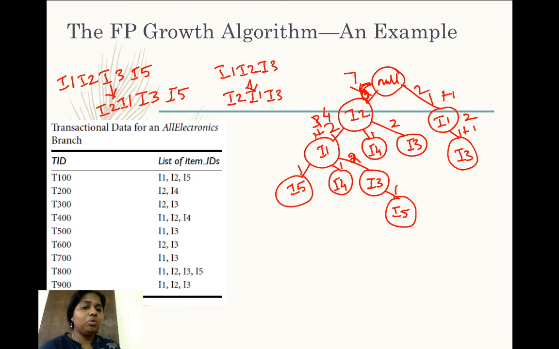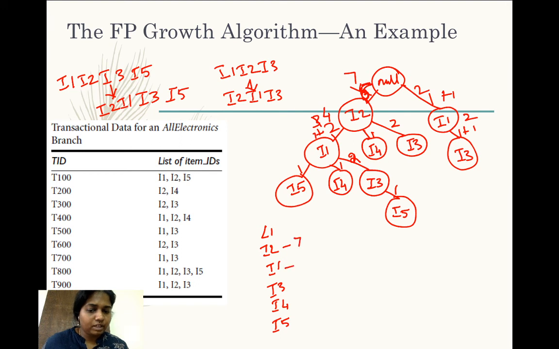Okay, now looking at this, I am going to check my previous tree structure. What were the L1 candidate items? We had I2, I1, I3, I4 and I5, and their respective support values were 7, 6, 6, 2 and 2. These were the support values.